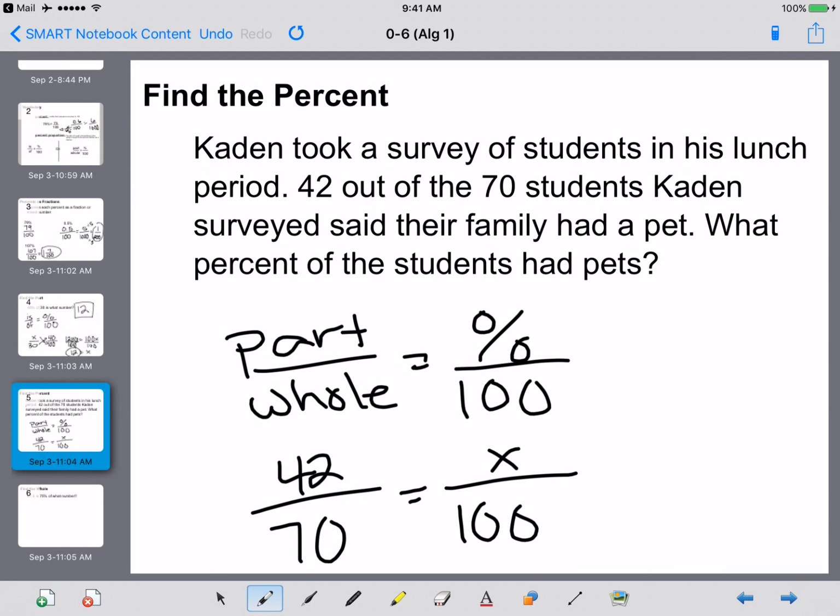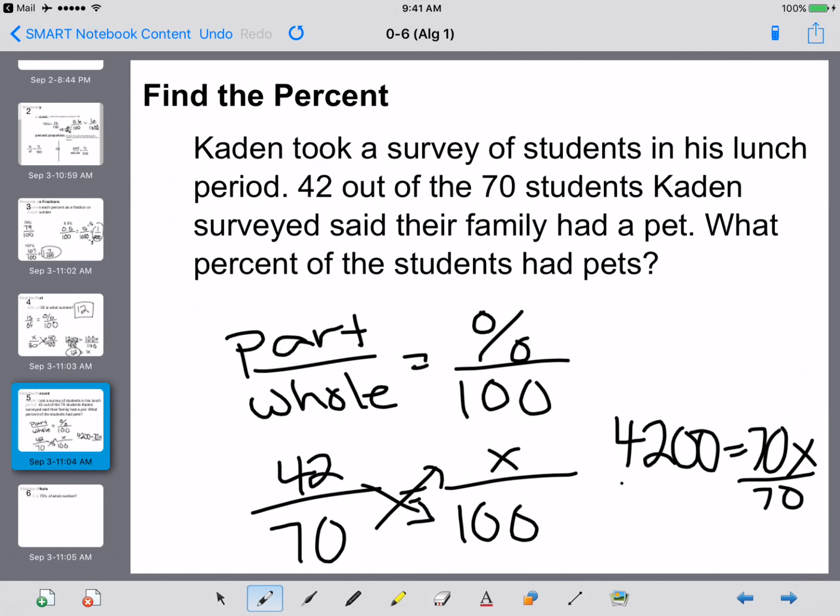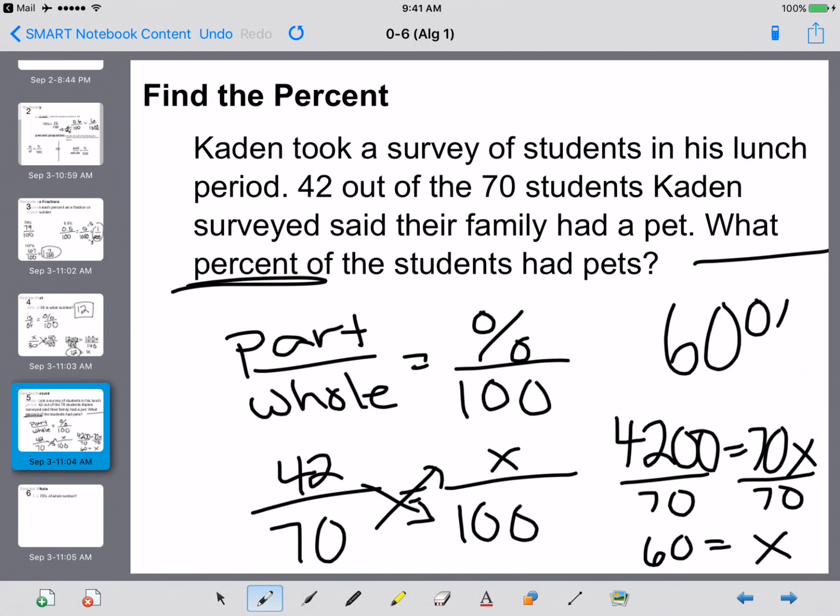We're cross multiplying and dividing, so 42 times 100 is 4,200, and that equals 70x. To get x by itself, we divide by 70. So 4,200 divided by 70 gets us 60. So if x is 60, we're looking for what percent? So it would be 60%.